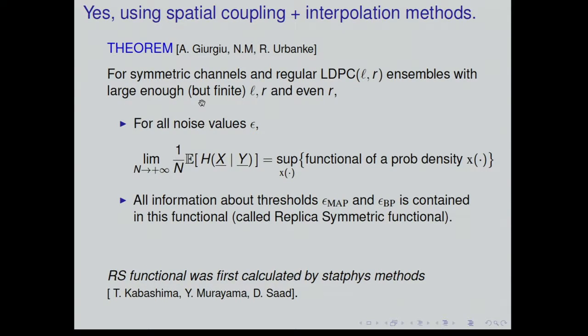And moreover, all the thresholds, not only the MAP threshold, but also the belief propagation threshold, are contained in this functional. So if you study this variational problem, you can completely determine the thresholds. Now, this functional was first computed by a statistical physics method that goes under the name replica symmetric calculation, and so it's called the replica symmetric functional. I'll call it like this. And this was computed around the year 2000.